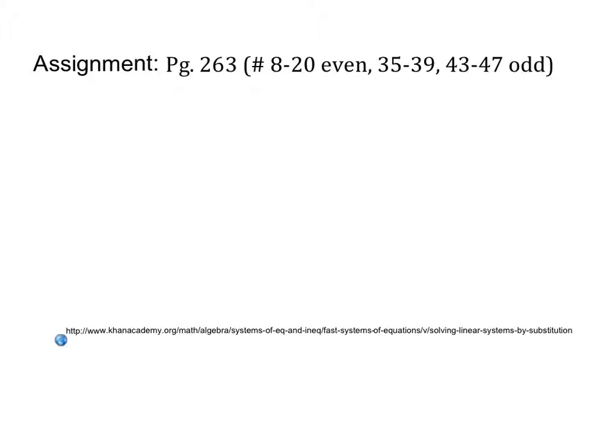Tomorrow there is going to be a quiz, again looking at 5.1 and 5.2. And this is going to give me some feedback of, do we need to spend more time on these two topics, or are we able to move forward with other ways to solve systems of equations?